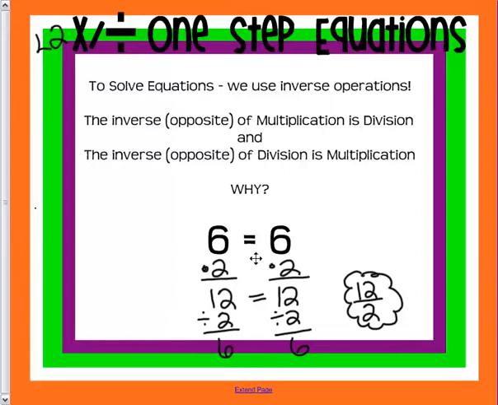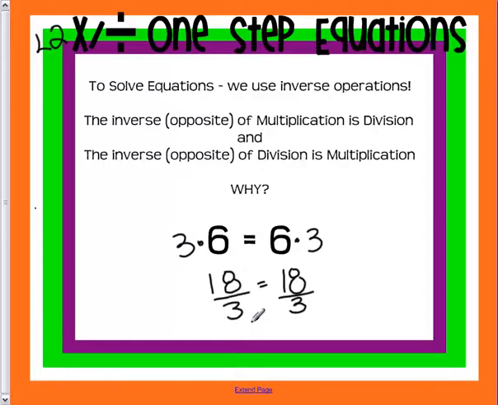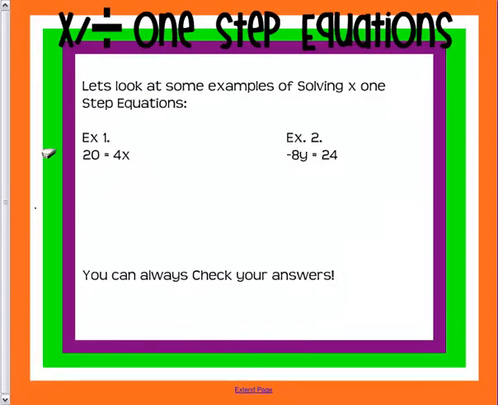Let's look at another example. What if I have 6? If I multiply both sides by 3, I get 18 equals 18. And then if I divide both sides by 3, I get 6 equals 6. Okay, make sure you have this one written down and put these are inverses. All right, so let's look at some more examples.